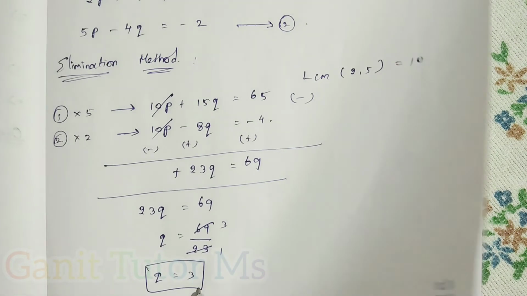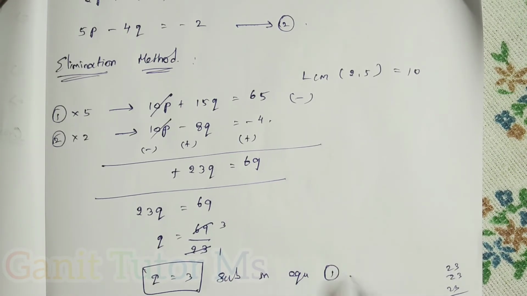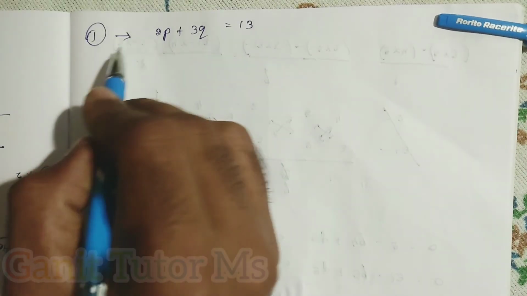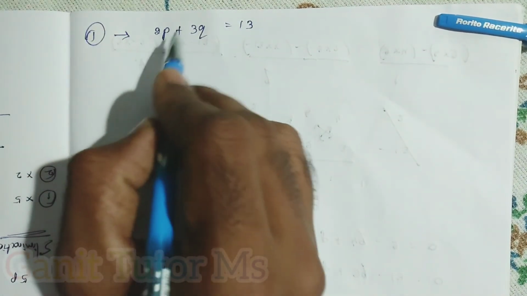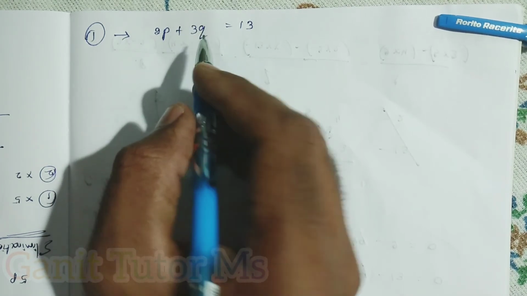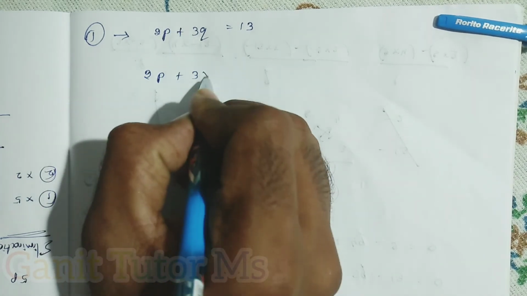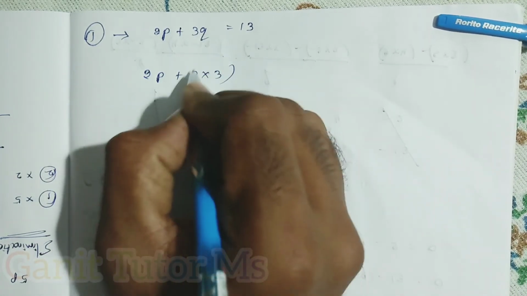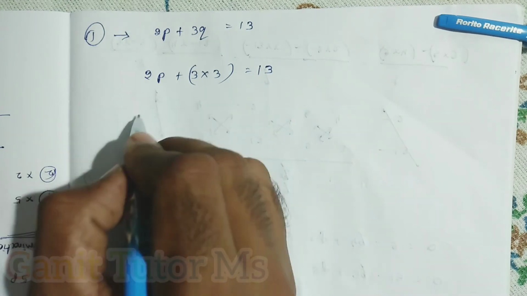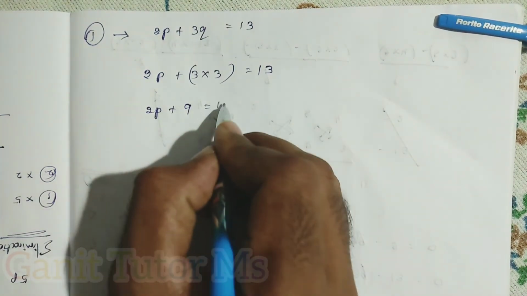Now we have found q as 3. Now you can substitute this in any one equation. So you can substitute in equation number 1. From equation number 1, that is 2p plus 3q is equal to 13. Now instead of the q value, you can put 3. So 2 into p plus 3 into the q value, which is 3, equal to 13. Next, 2p plus 3 3s are 9 equal to 13.